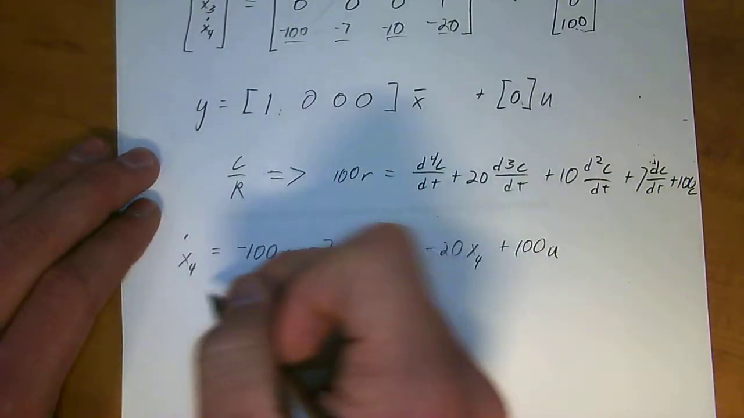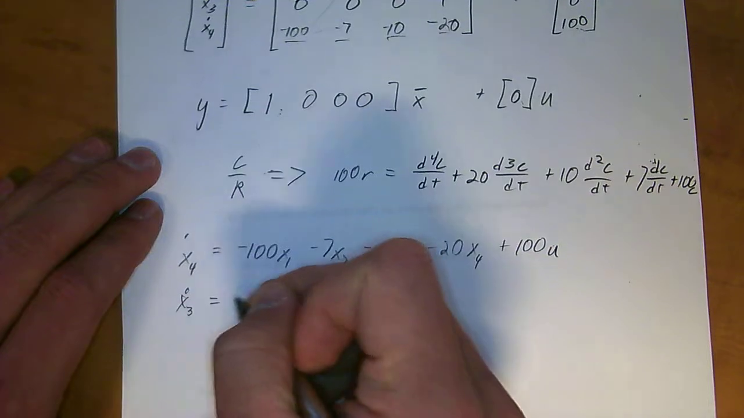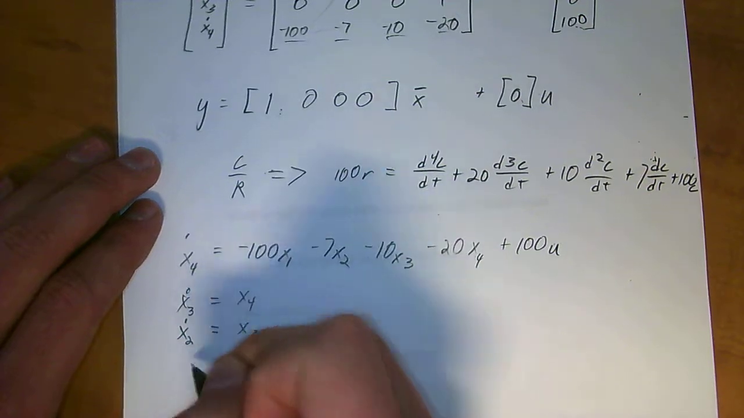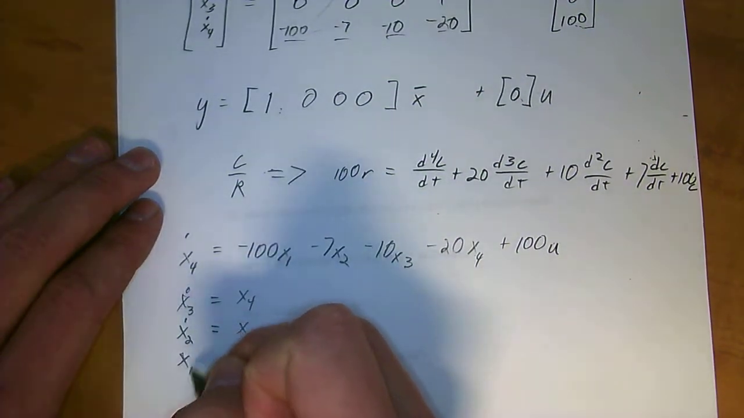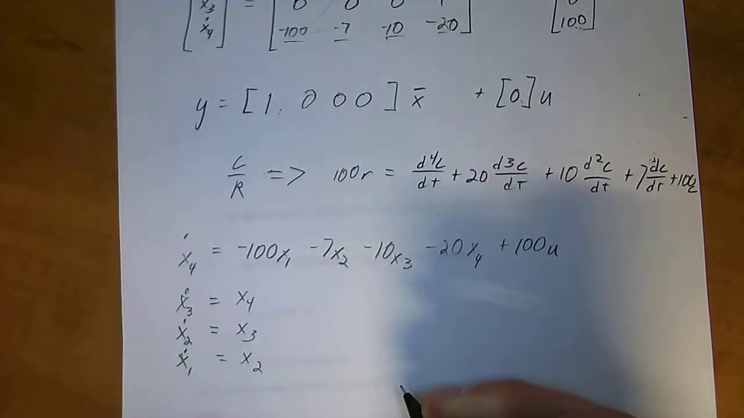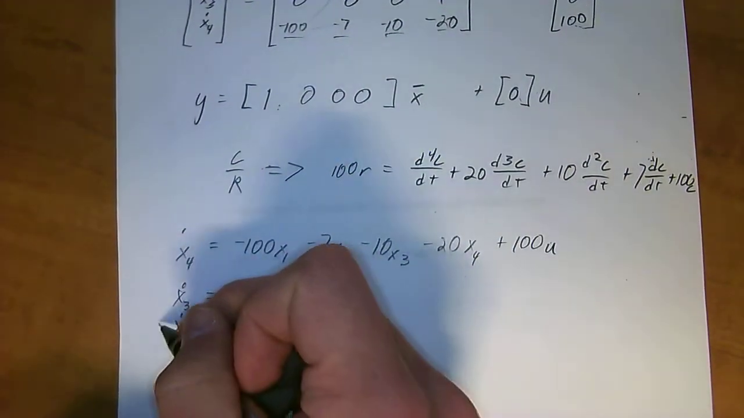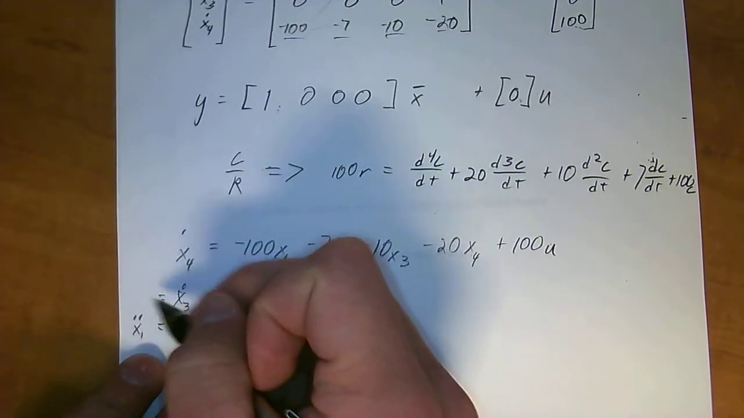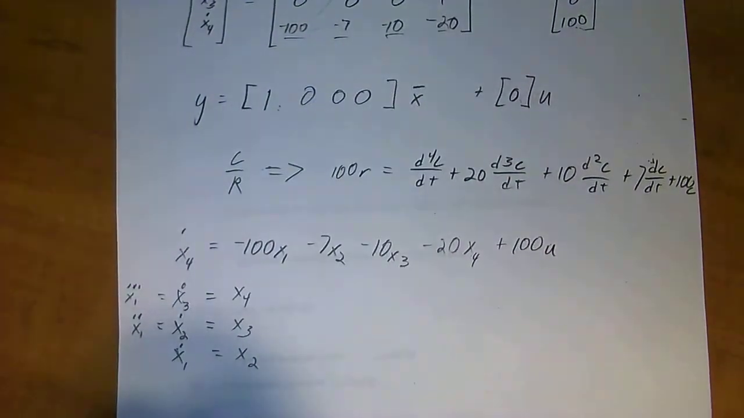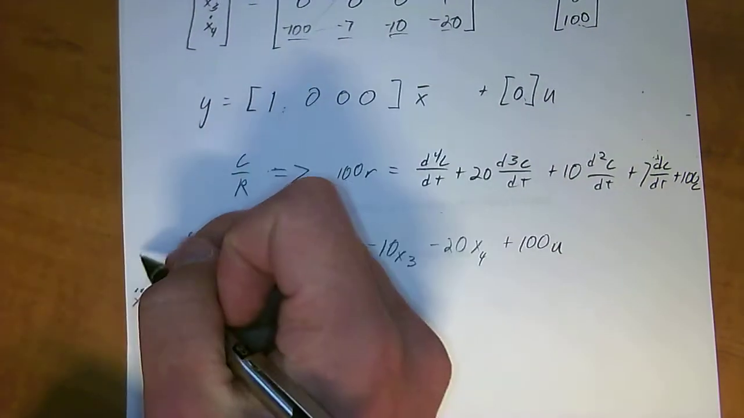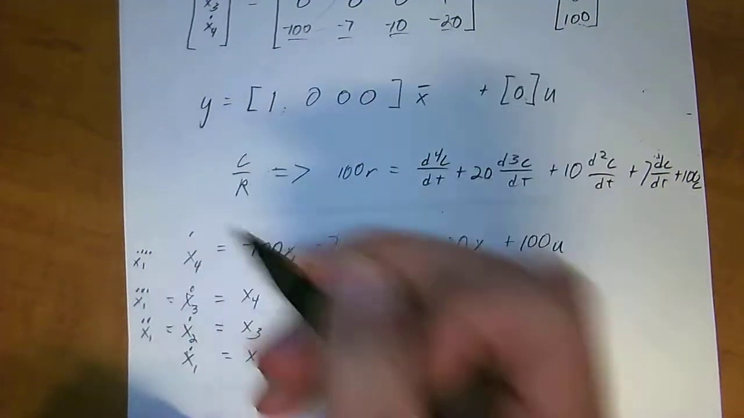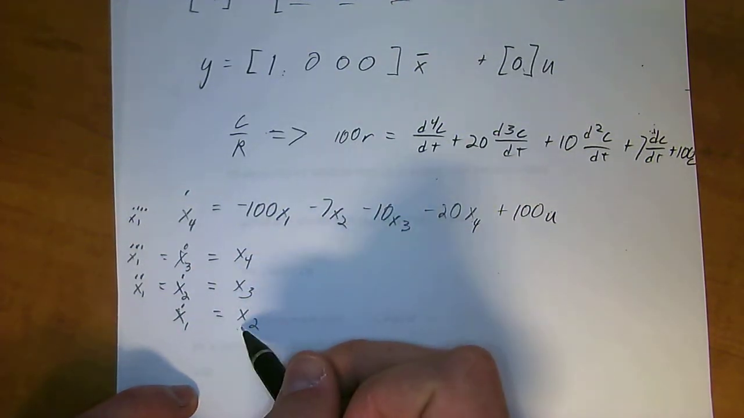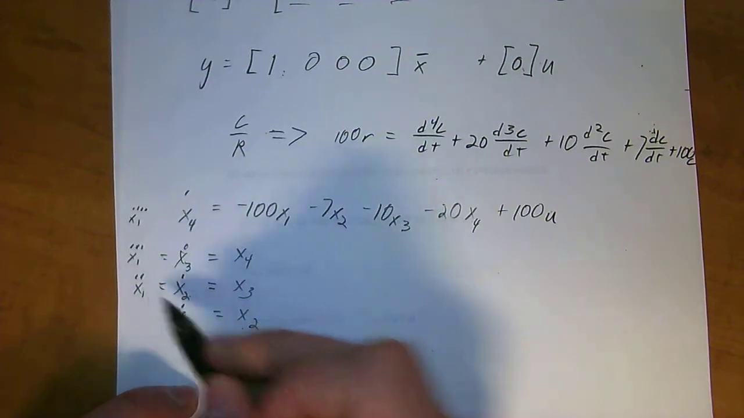Okay, so now x3 dot is equal to x4, x2 dot is equal to x3, and then x1 dot is equal to x2. So x2 is equal to x1 dot, and x3 would then equal x1 double dot. And you can see how this would go on. So then x4 would equal x1 triple dot. You can see how it goes, because if x1 dot is equal to x2, then the derivative of x2 is just another derivative on x1.